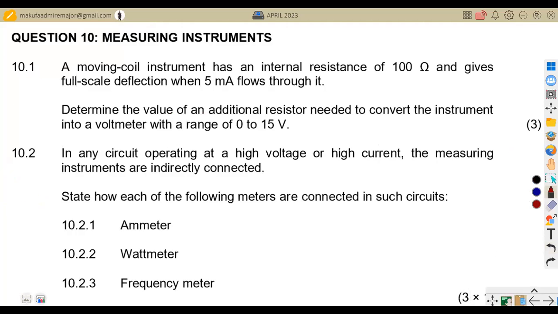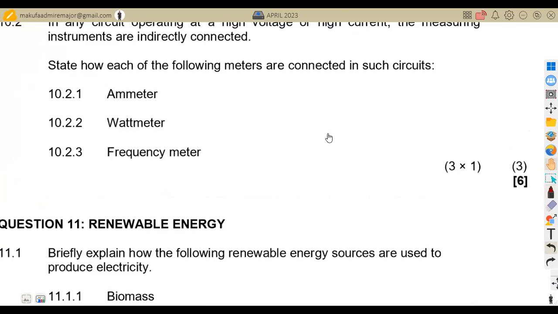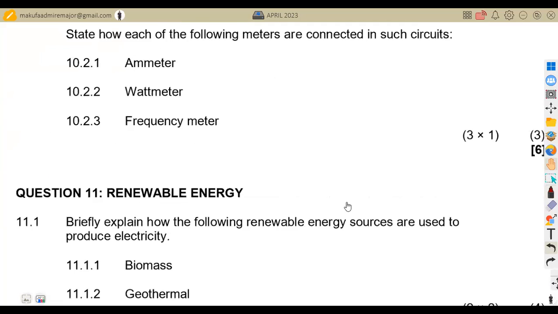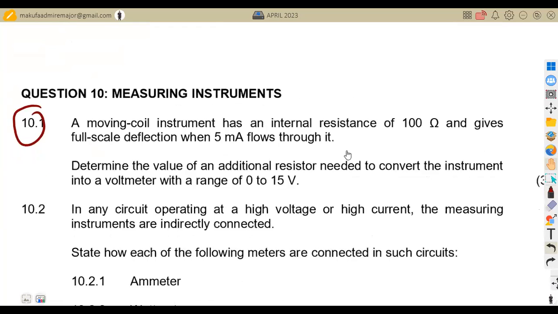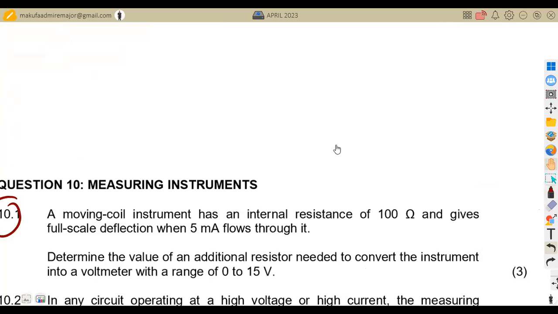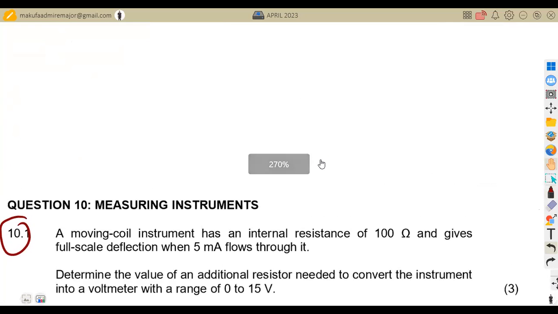We are given the measuring instruments part now. I have said a lot about this, so we're not going to waste much time here. Question 10, 10.1: a moving coil instrument has an internal resistance of, all right, let's check what we have there. Almost done. We have a moving coil instrument. Remember, it has an internal resistance of this and gives a full-scale deflection.